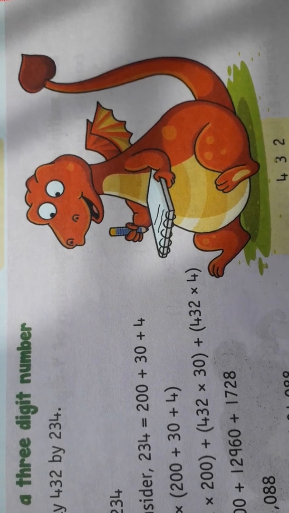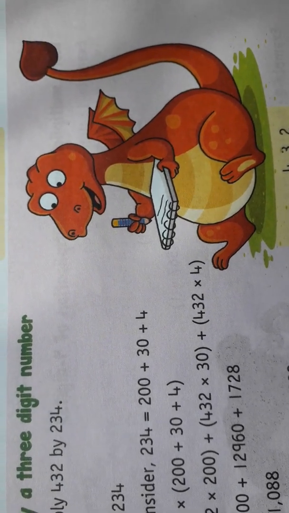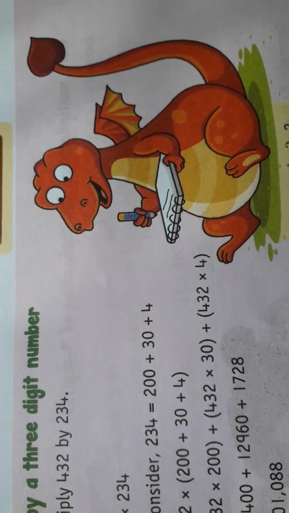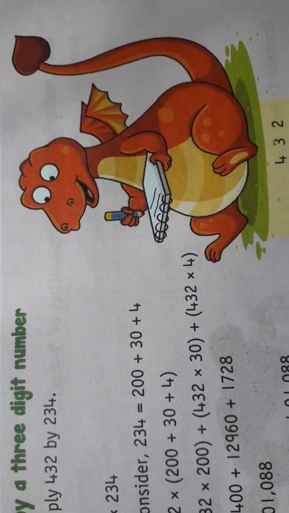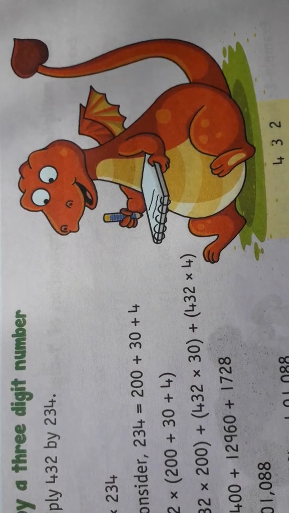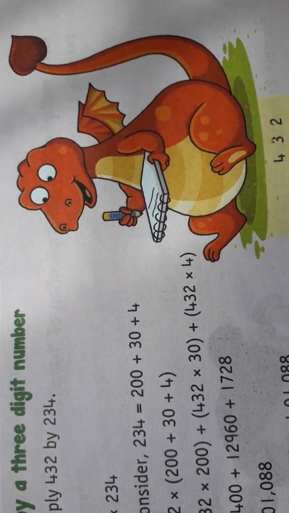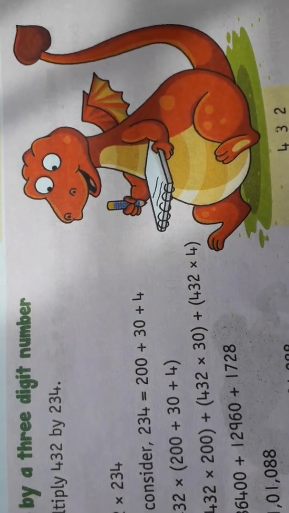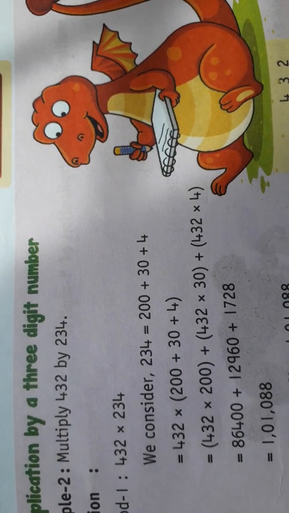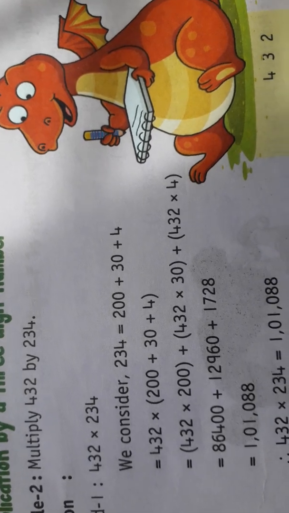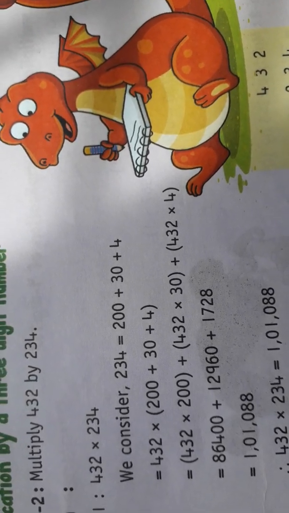Good morning, children. Here you can see one animal which is eagerly waiting to do maths. When this animal is able to do maths very interestingly, very enthusiastically, now I think we can easily do maths. Now we are going to enter into the next exercise, that is 4.5.